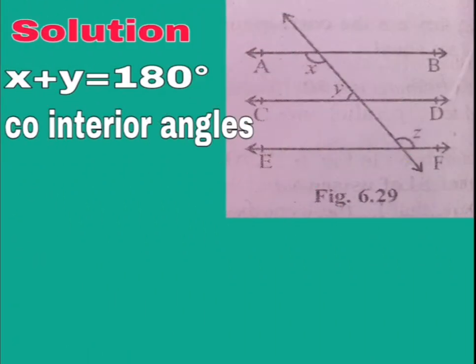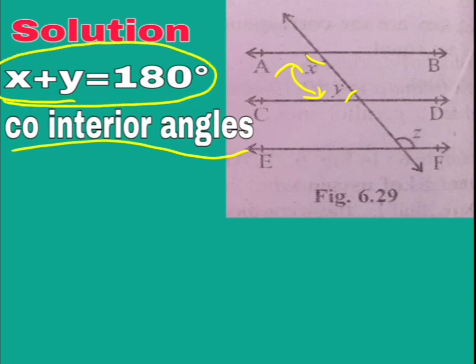Okay. Now for the solution part, we'll take this X plus Y angle. So between the parallel lines, whatever angles we are getting inside, we call those angles co-interior angles, or we can consider those angles as consecutive interior angles, isn't it? So one thing you have to remember here, the sum of co-interior angles is always equal to 180 degrees. So this thing you have to note down. The sum of co-interior angles is equal to 180 degrees. So that concept we are using here to solve this.